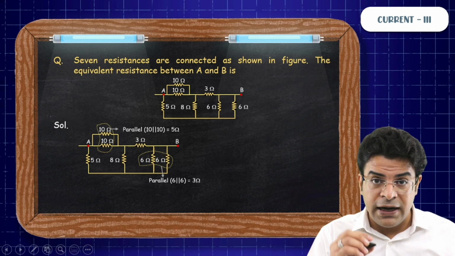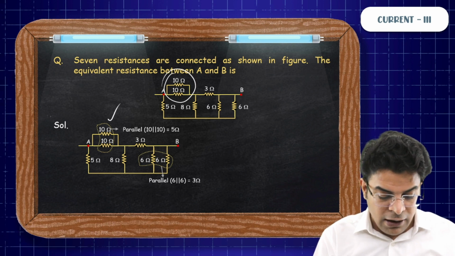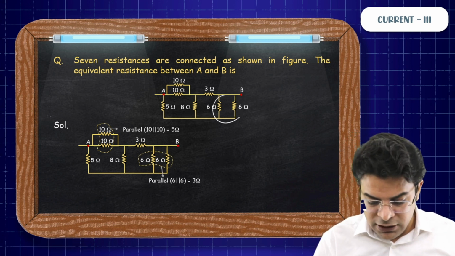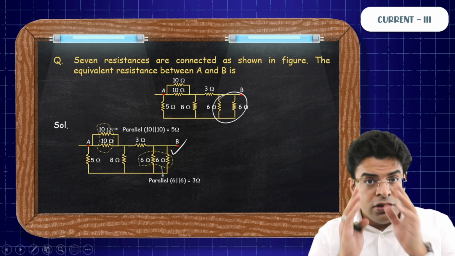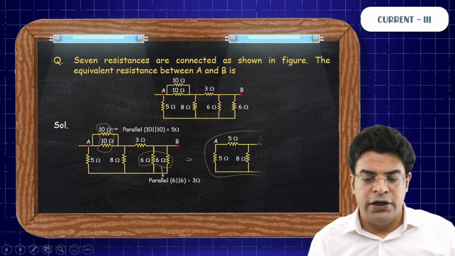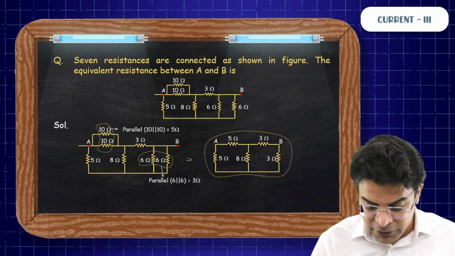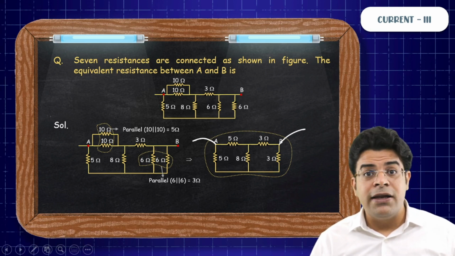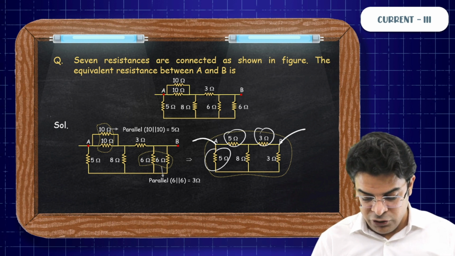So when you try to solve it, you can see these two 10 and 10 are in parallel. Throw them out, place a single one of 5 ohm. Similarly, these two 6 and 6 are in parallel. Throw both of them out and place a single one of 3 ohm. And when you redraw it, you get this type of circuit. Now your mission is to find the equivalent resistance between A and B. So you can see that there is a balanced Wheatstone bridge 5, 5, 3, 3.